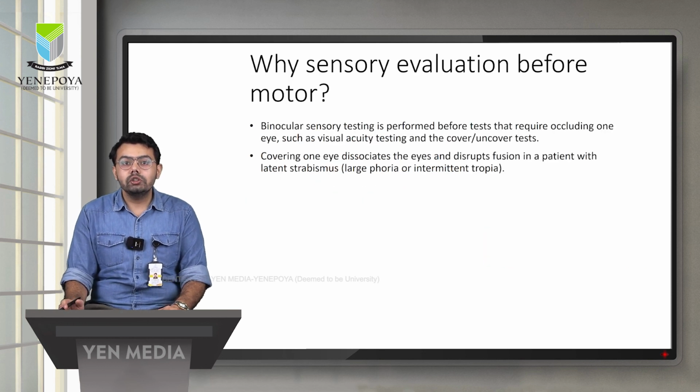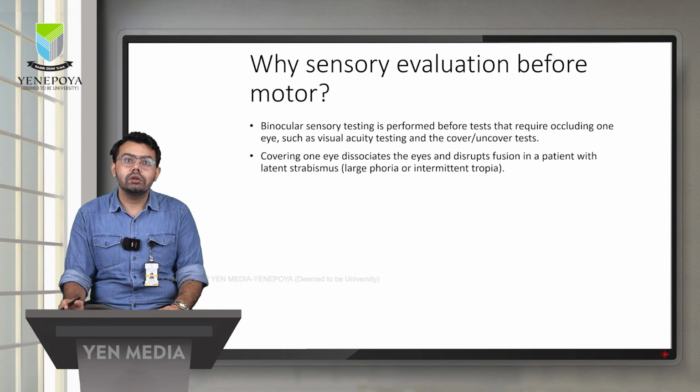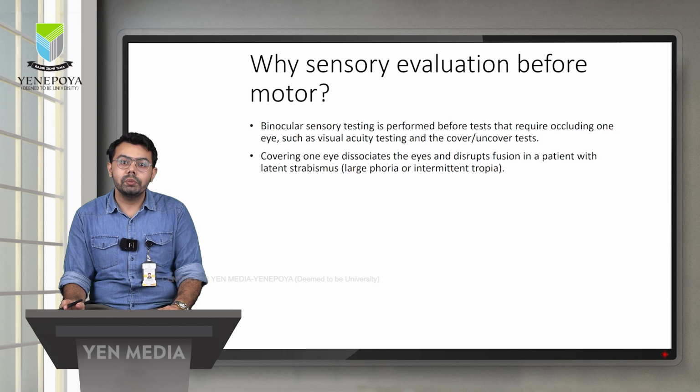So why should sensory evaluation be done before motor evaluation? Because binocular sensory testing is performed before tests that require occluding one eye, such as visual acuity testing and the cover uncover test. Covering one eye will dissociate the eyes and disrupt fusion in a patient. That's why sensory evaluation should be done first, followed by motor evaluation to break the fusion.